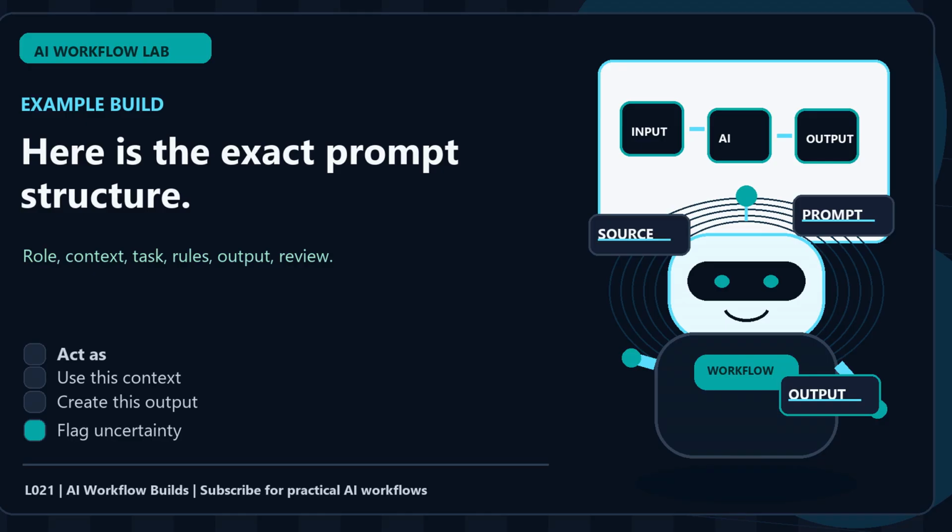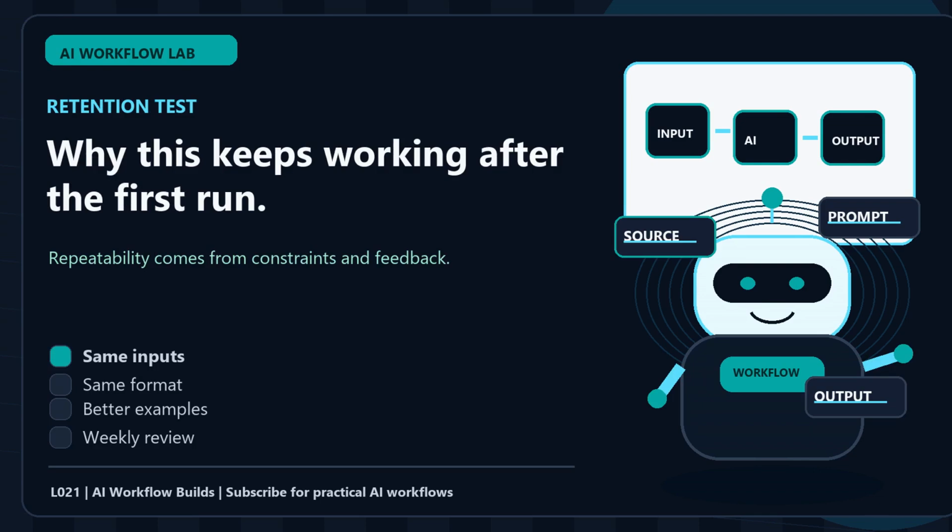Then add the rules. Limit the main recommendations to 3. Rank them by payoff and effort. Flag any assumption that could change the answer. Include a short quality control checklist at the end. Ask clarifying questions only when they materially improve the result. Then add the output format. Summary. Inputs used. Recommended actions. Risks. Questions. Next 15-minute move.